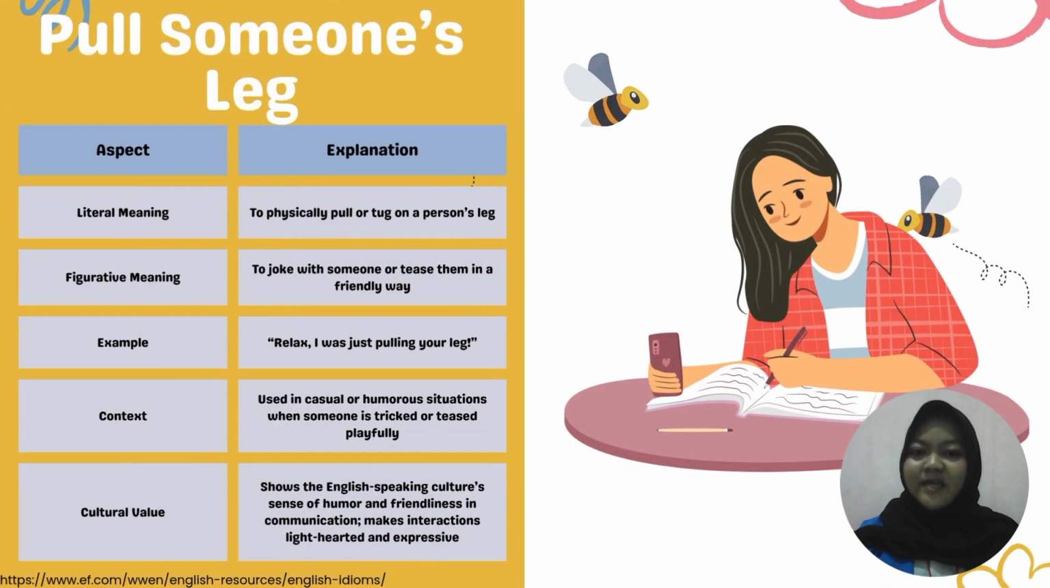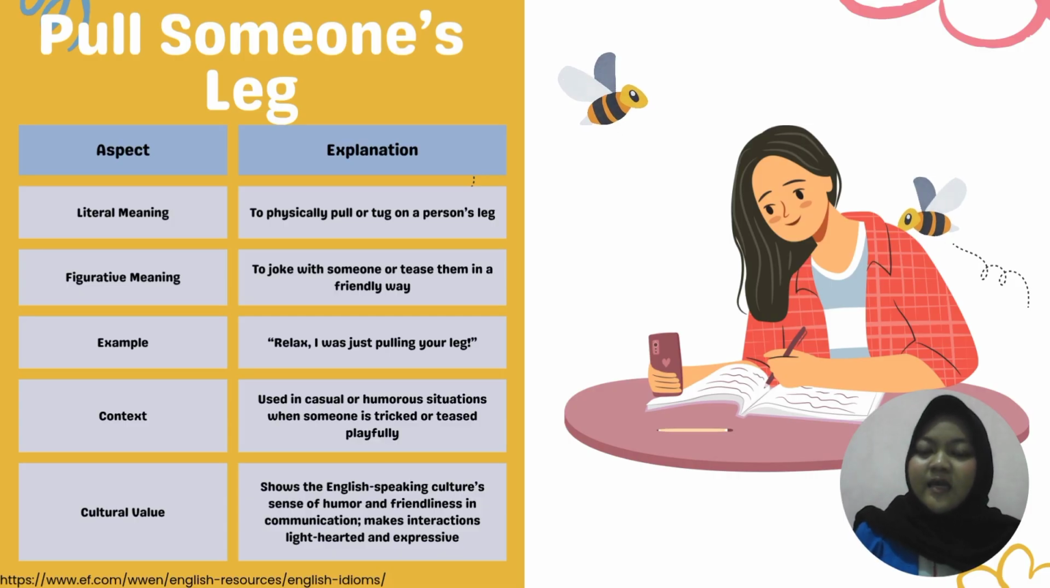The next idiom is pull someone's leg. Literally, it means to physically pull or tug on a person's leg, but figuratively, it means to joke with someone or tease them in a friendly way. For example, you can say, "Relax, I was just pulling your leg," meaning you were only joking and didn't mean it seriously.